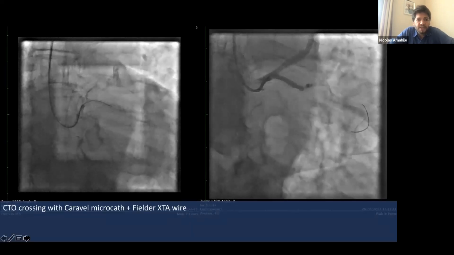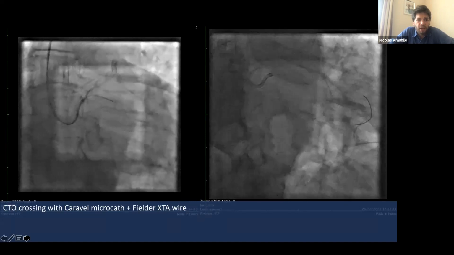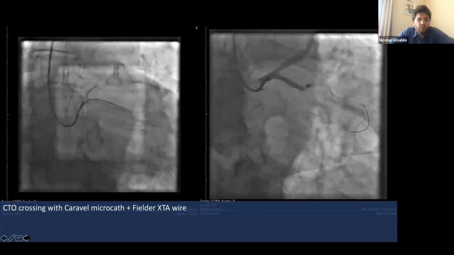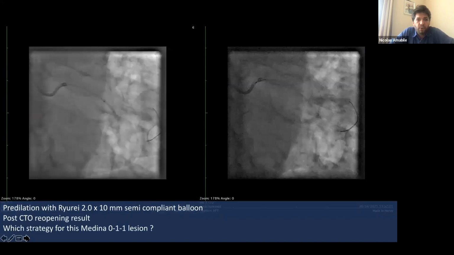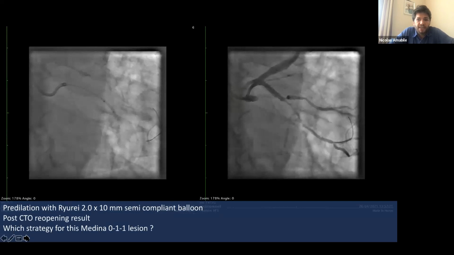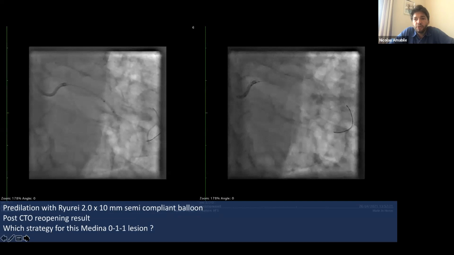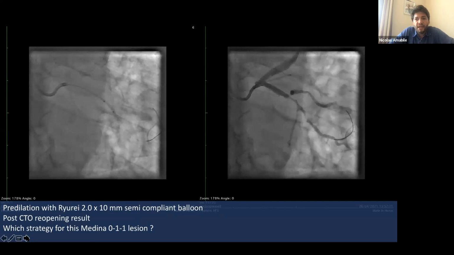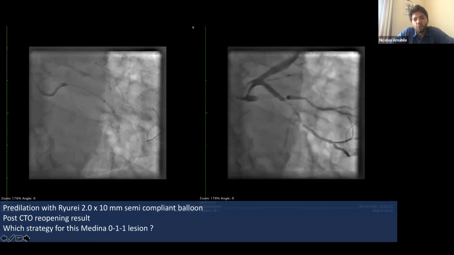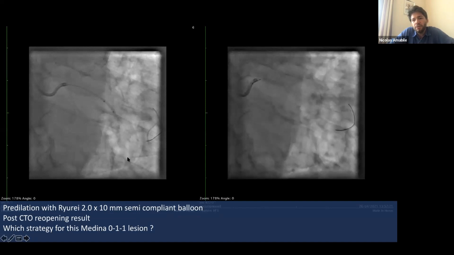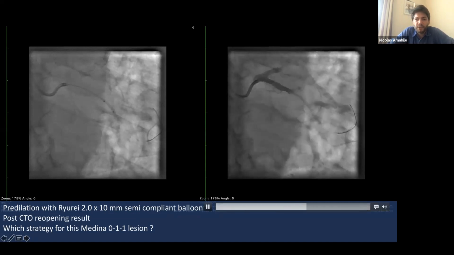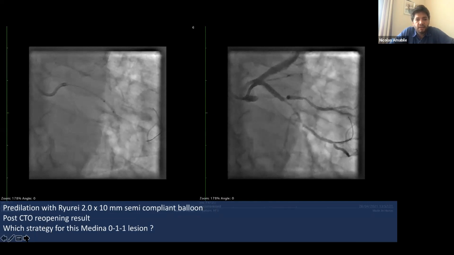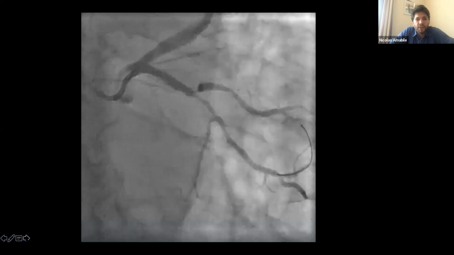The deocclusion process was not very challenging, and we were lucky to be able to cross the lesion with a Fielder wire with the support of a Caravel microcatheter, and we were also able to predilate. At the end of the CTO stage of the procedure, we got this angio. We can say that it's okay. It's a Medina 0,1,1 lesion, it's not so well, that can be discussed. So in this case, which strategy can we use?